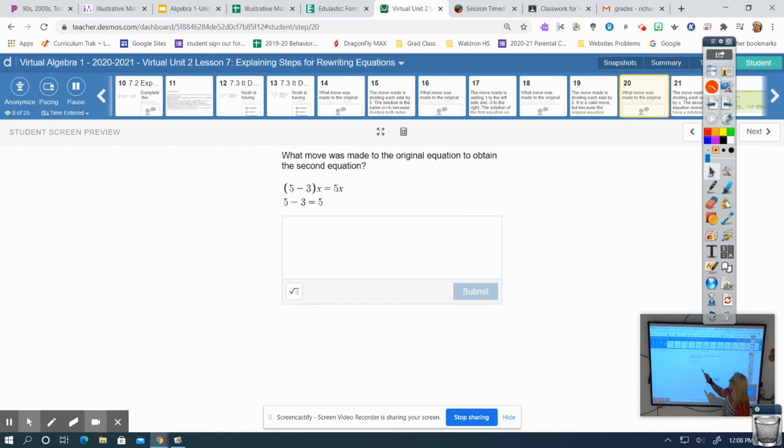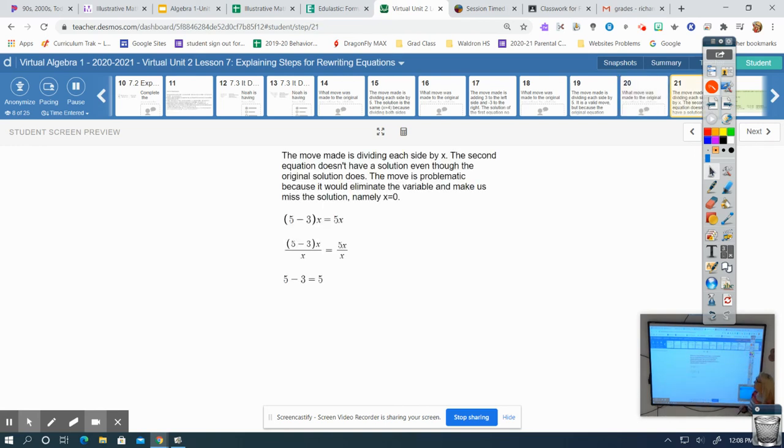The last one, we have 5 minus 3 times x equals 5x. And so on this one, they divided both sides by x to get all the x's canceled out. This isn't something that we would usually do. We try to get x by itself, so we wouldn't try to get x away, equaling nothing. But that is what they did on this one. Usually we would do the distributive property and then combine our like terms. All right.